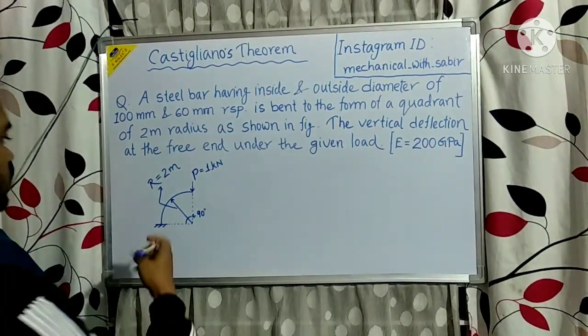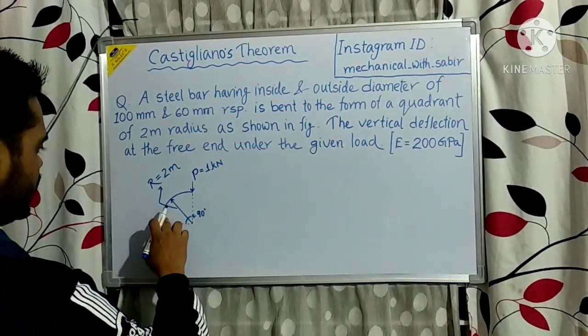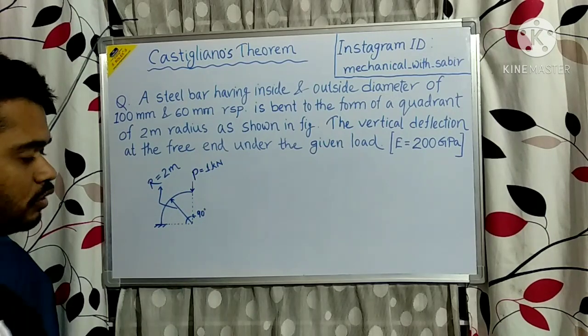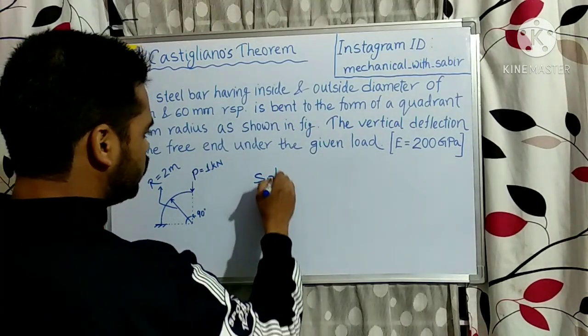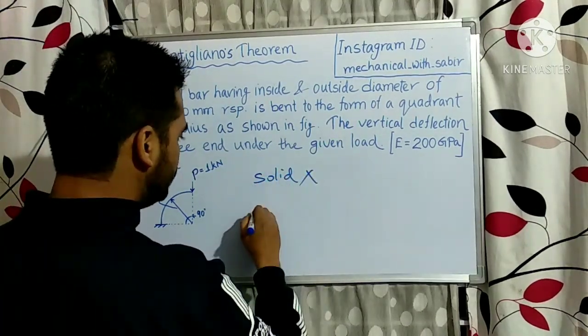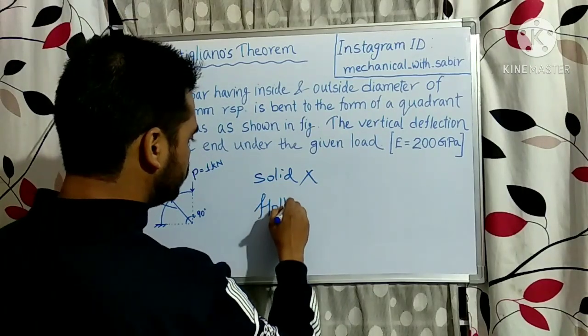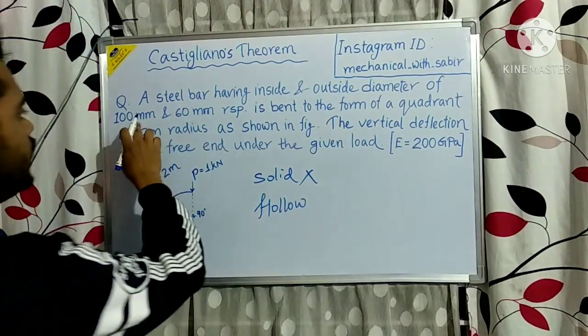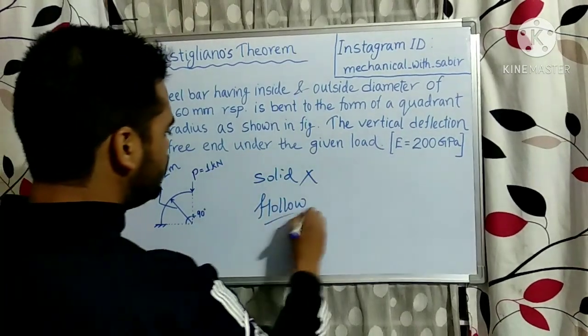See here, this is the bar, and remember this bar is not a solid bar. This is a hollow bar, because here inside and outside diameter are given.